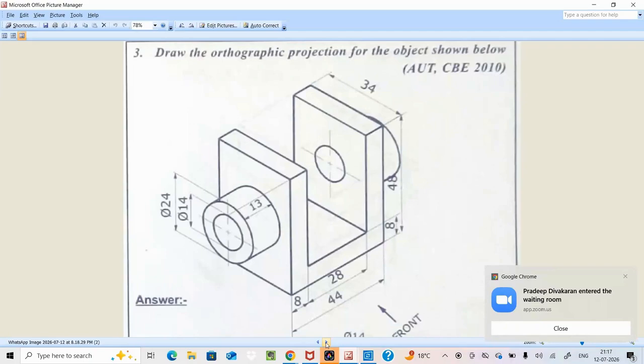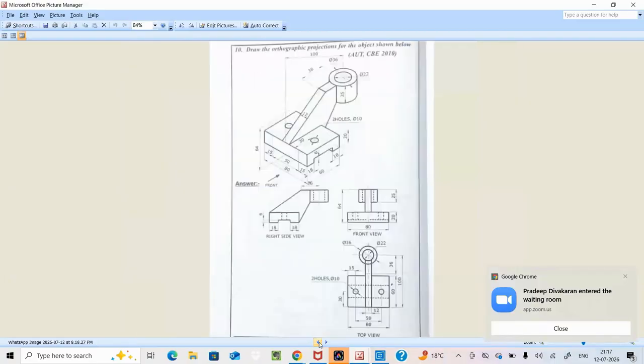Sir, can you show the third drawing, whichever is visible? Yes, sir, this one. I have one doubt, sir. In the top view of the third drawing, they are mentioning a circle of 36 and diameter 22. They are mentioning 36 near the bottom.